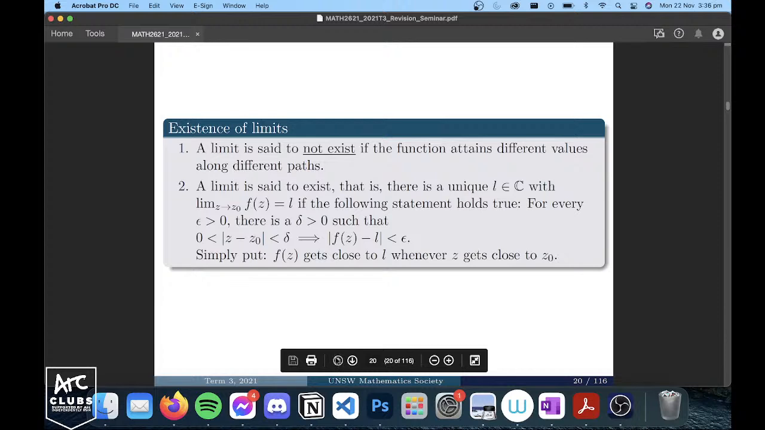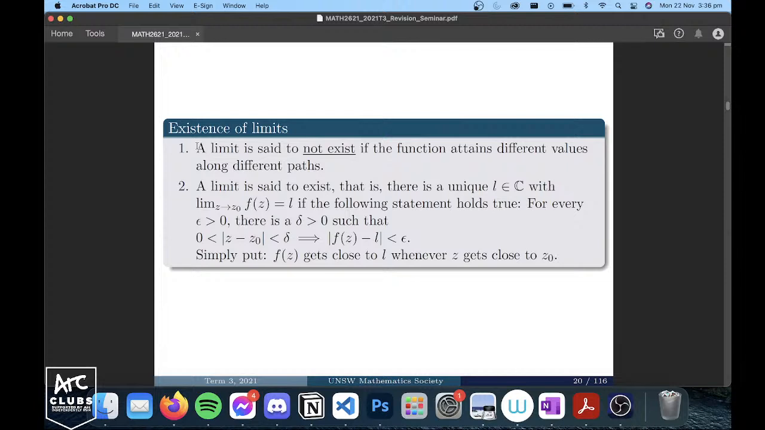The thing about limits and differentiability in the complex plane is, again, it's pretty similar to real analysis. It's not like everything's going to be completely different, but there are obviously a few things that are definitely different. So this is stuff that is shared by real numbers. A limit is said to not exist if the function attains different values along different paths. Pretty simple, right? If you have two values at a limit, then you don't have a clearly defined limit, and the limit wouldn't exist.